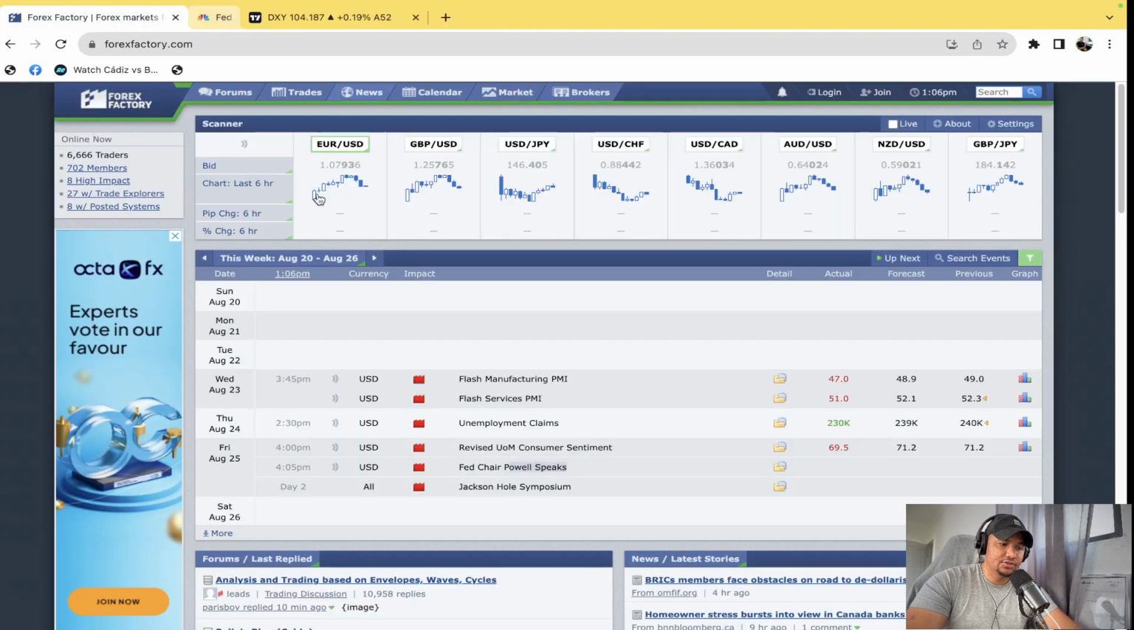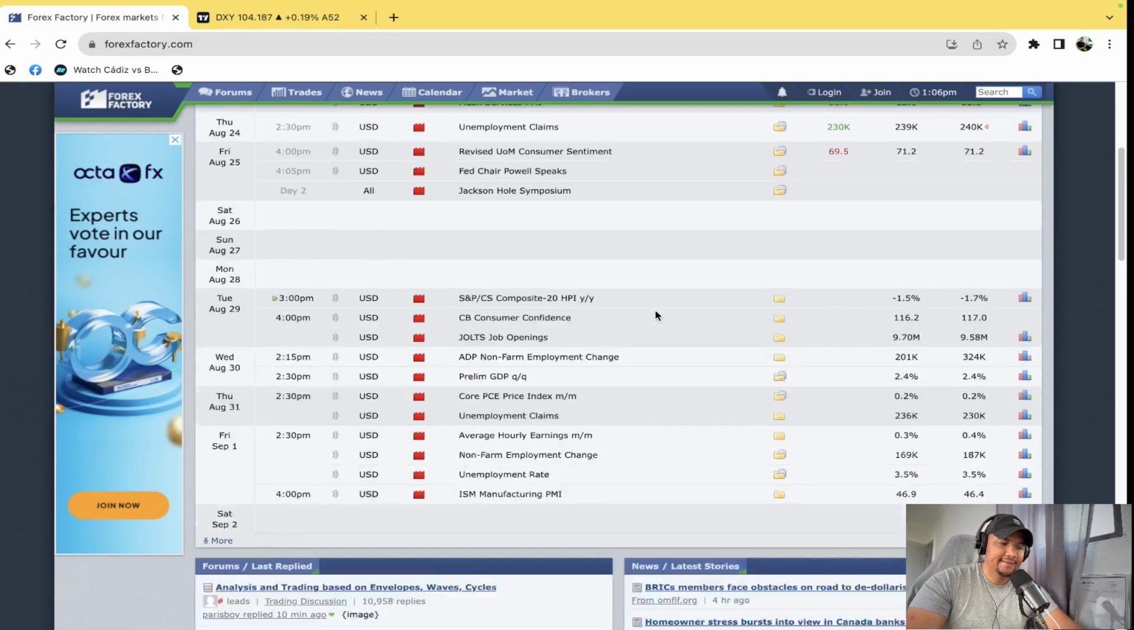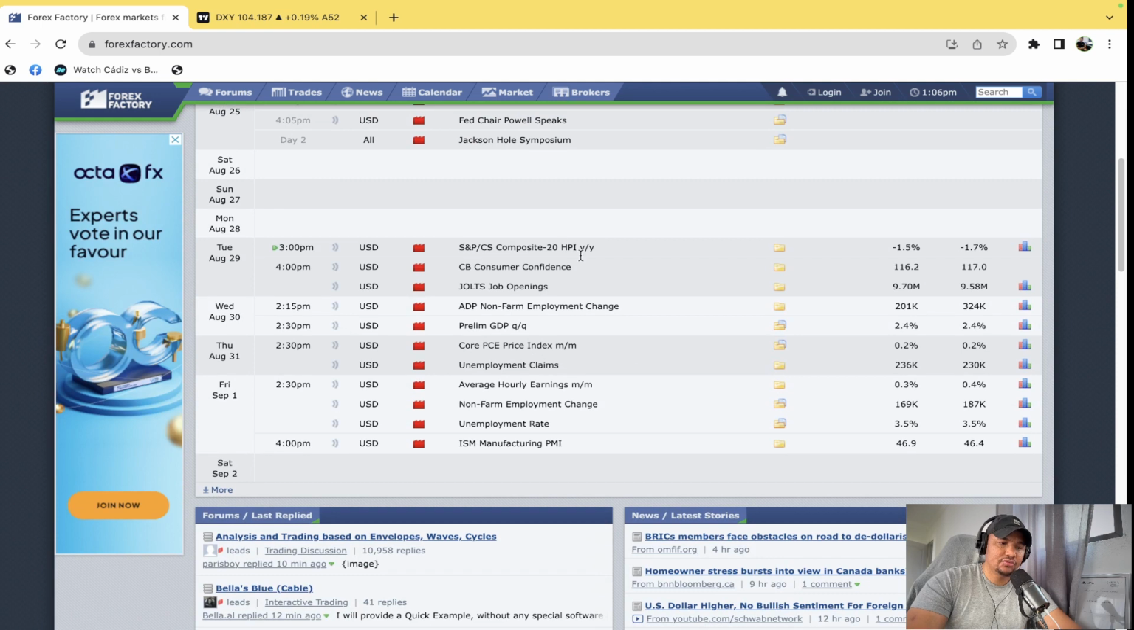Now, before we continue, next week we basically have some very important news. We've got the S&P Composite 20 HPI year over year, consumer confidence, JOLTS openings, and NFP coming through as well. So next week is going to be a very busy week for the market. It's also the last week of the month. Very important.